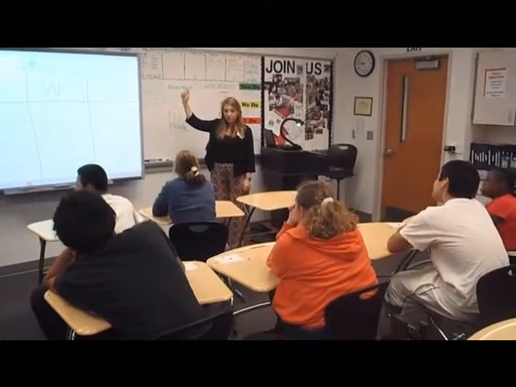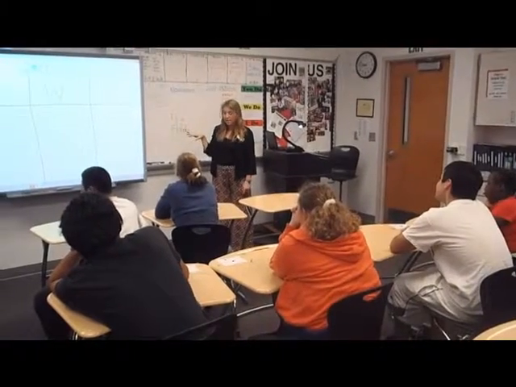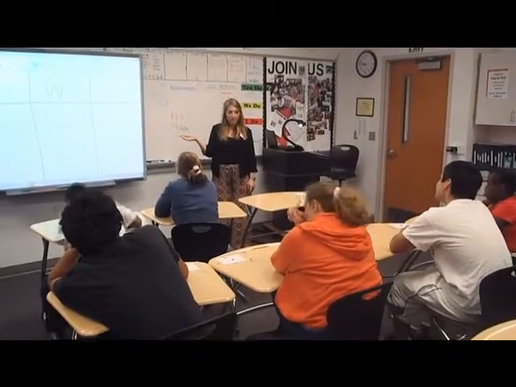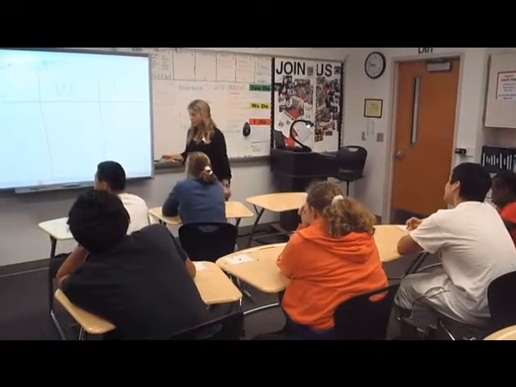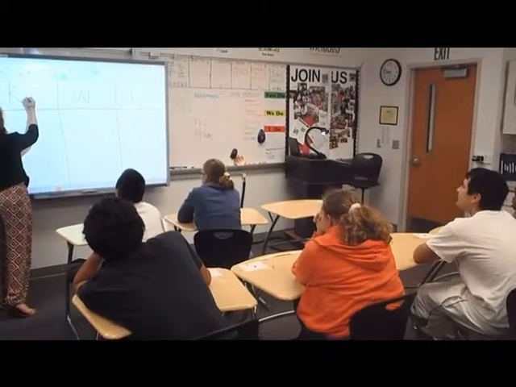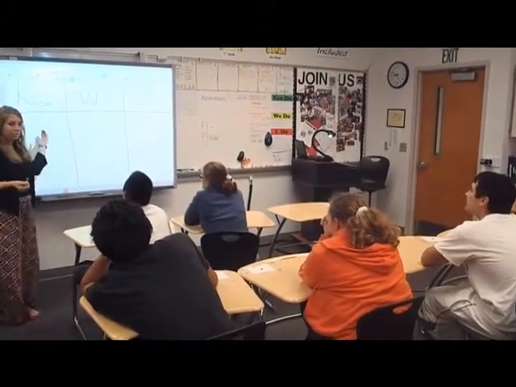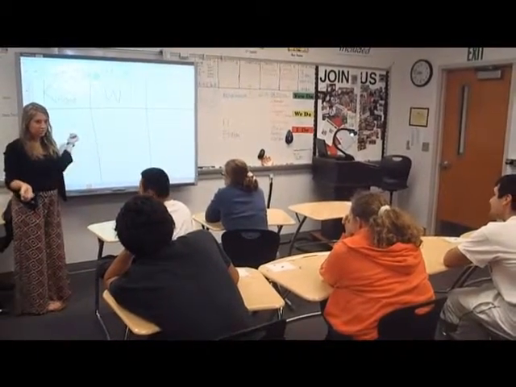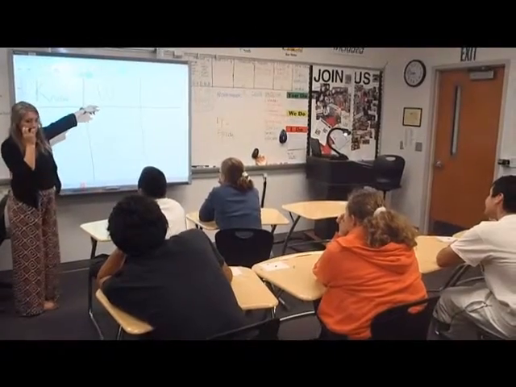KWL chart, because we're going to read a story about fish, and we're going to use this to help us organize our thoughts. Who knows what the KWL stands for? What's K? So what does this mean then? What would we put here? And if it's know, is it what we already know, right? Yeah. What does the W stand for?